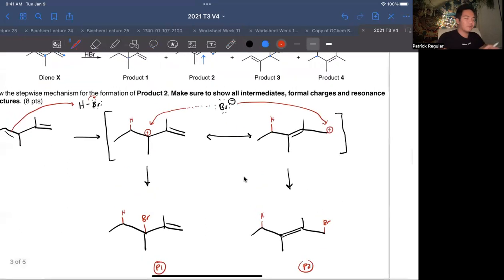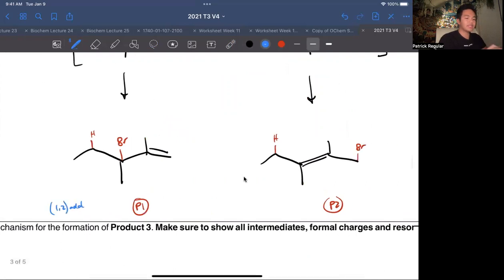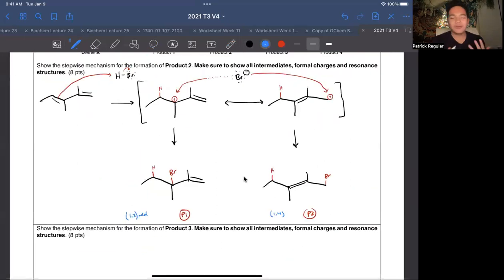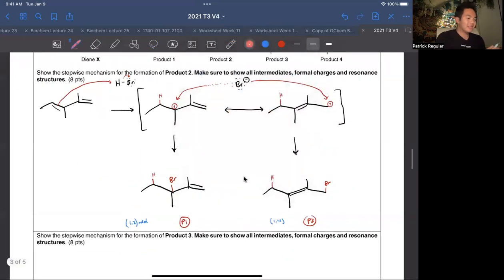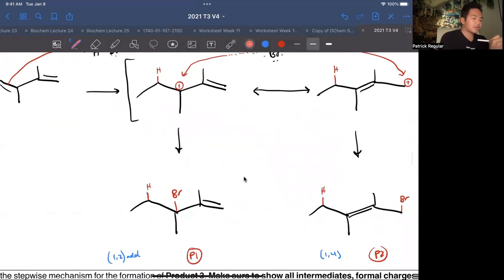This is our 1,2 addition. This is going to be our 1,4 addition. And you might be thinking, well, Patrick, how on earth did you get that? Well, let me show you. The 1,2 and 1,4 addition labeling is relative. So if we were trying to react with alkene A, for example, 1, 2, 3, 4. Again, relative. We're not trying to name it. If we added to our 1 and 2 position, that's our product one.